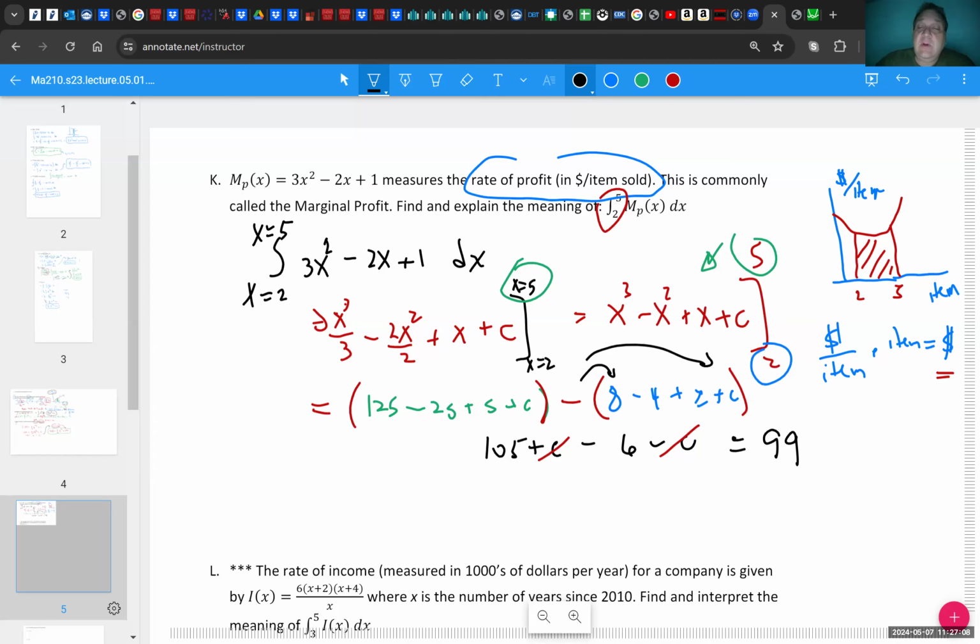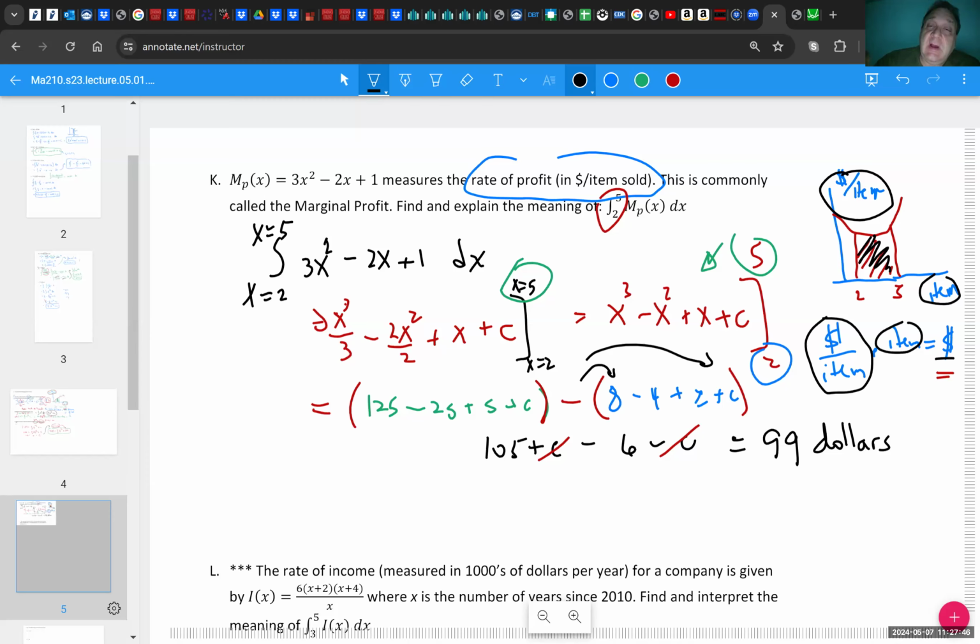99 what? What did I just get? 99 apples, 99 feet, 99 seconds. None of those. 99 is the area, right? That's the integral we just calculated. And the area is the vertical times the horizontal. It's dollars per item times items. So this is measured in dollars. $99 is the area. Kind of funny to say area is dollars, but that's what the units say when I'm multiplying a rate, dollars per item, times the number of items. Then I get the quantity of dollars.